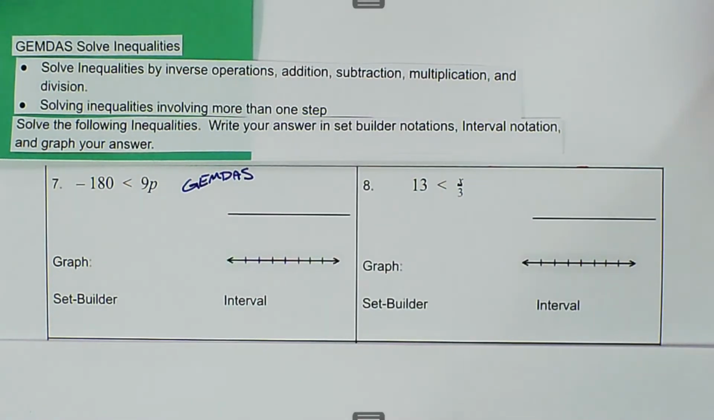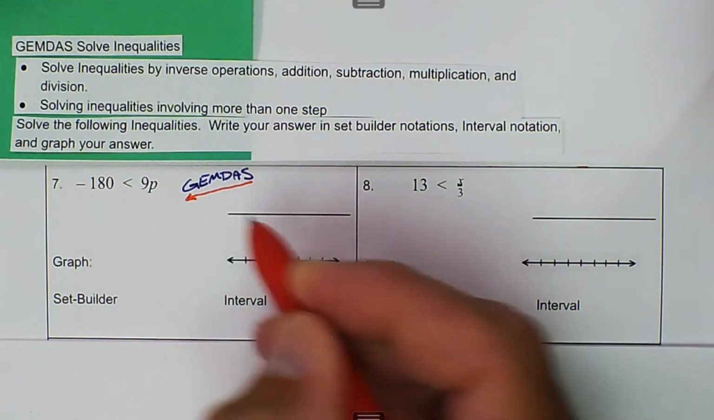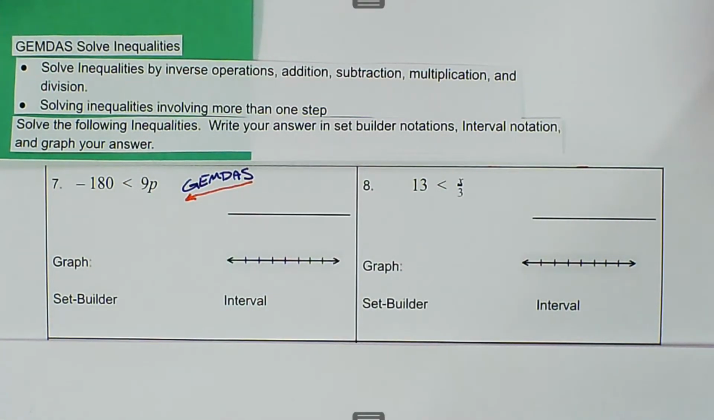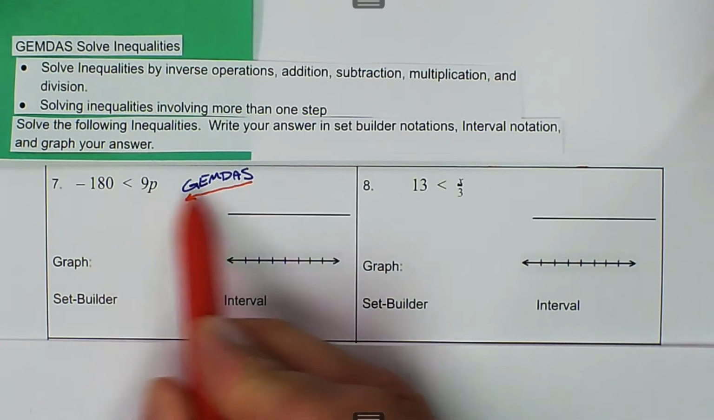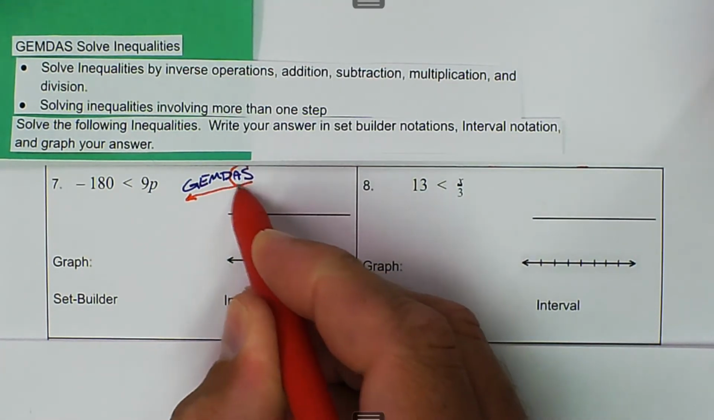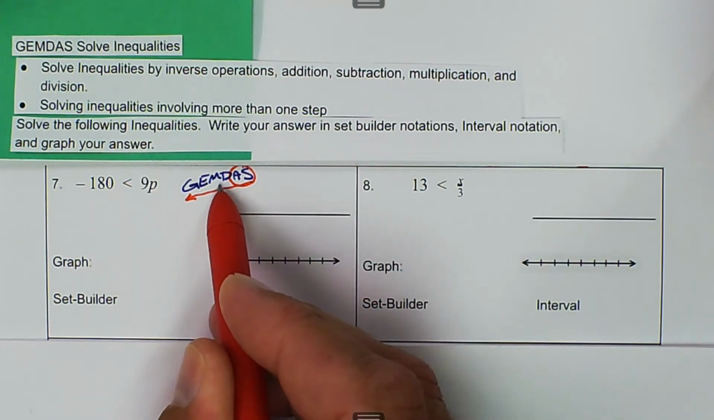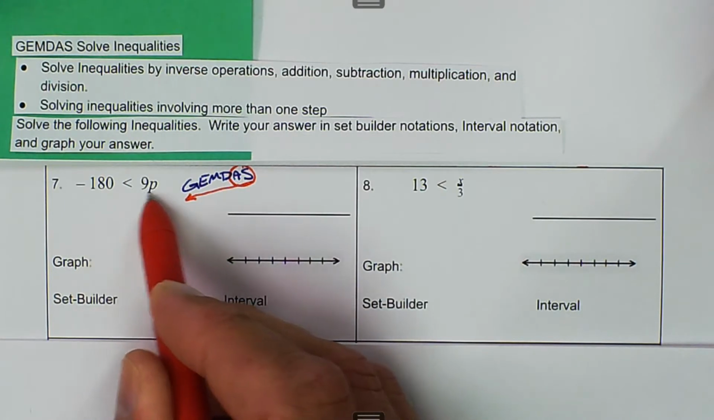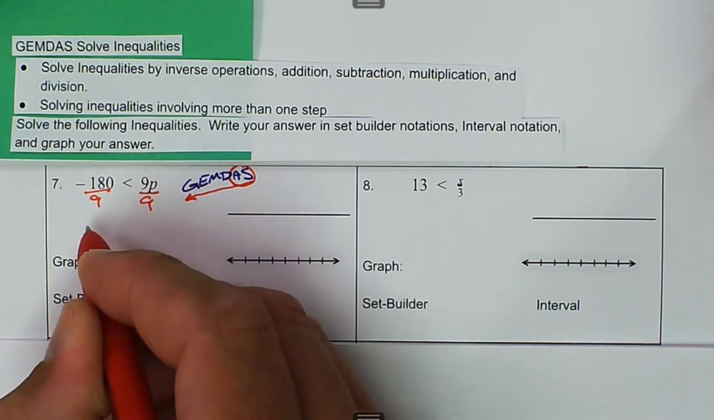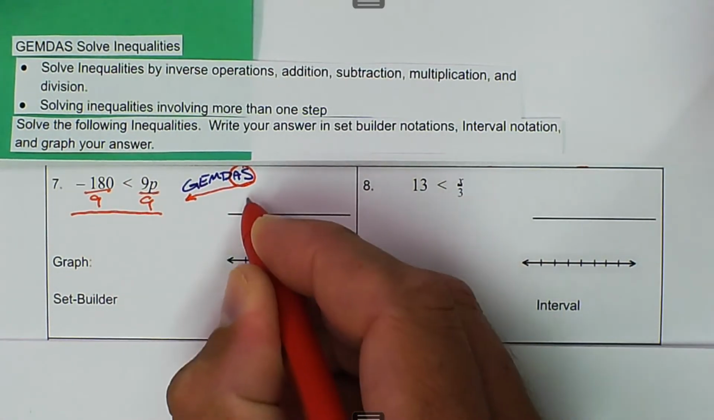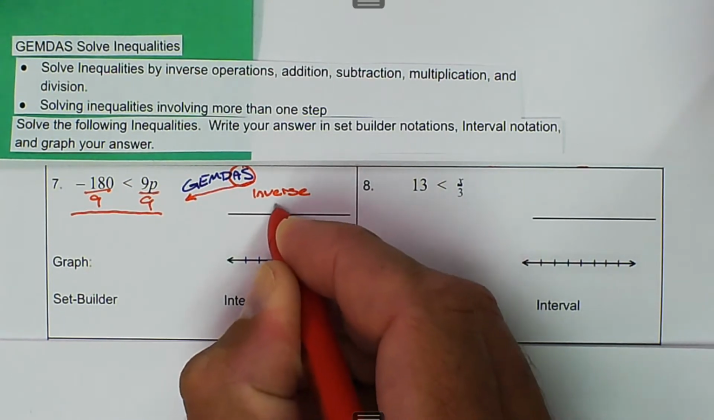And when we're solving GEMDAS, we remember when we're solving, we start with the S and we work our way back to groups. So over here, we have the operation. There's no addition or subtraction, so we're done with that. So then the next operation we have is multiplication, division. We have multiplication, so we want to divide both sides by 9. And then that's going to be inverse division.